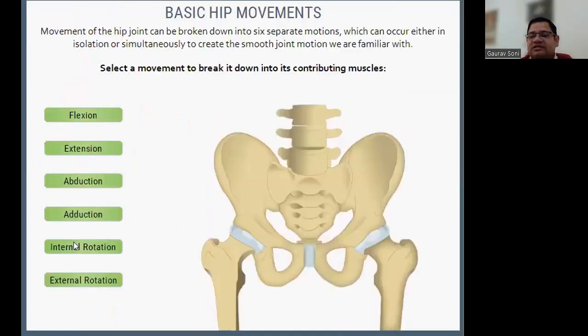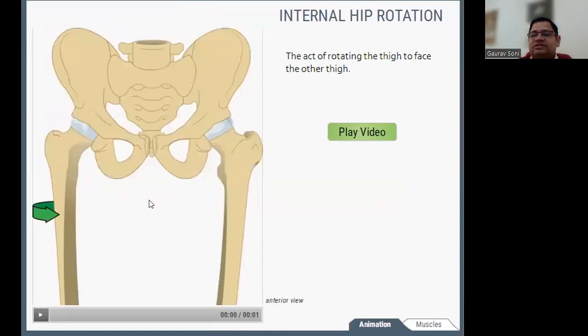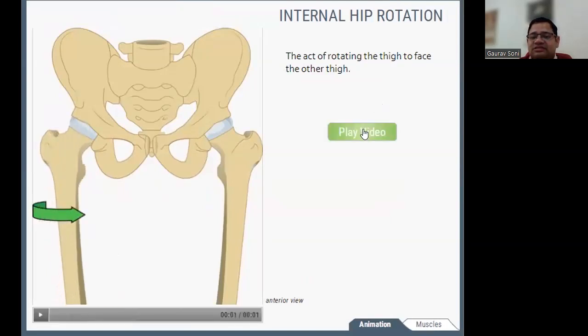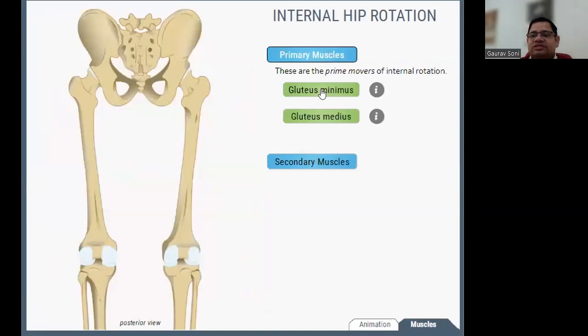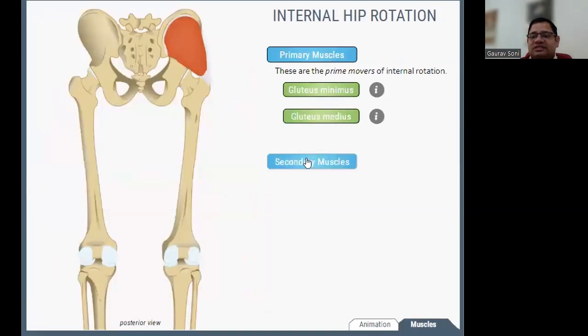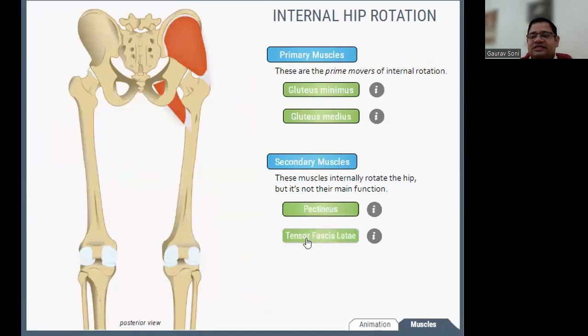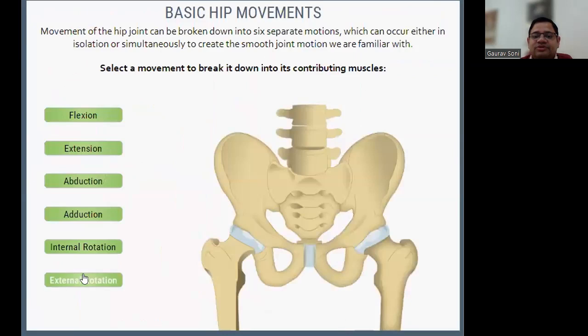Now coming to the internal rotation. Internal rotation means the leg is going to move to the internal side. The thigh is going to face the other thigh. You can see the video like this. So you have to rotate your whole lower limb in towards the medial side. That will be internal rotation. Again, primary muscles will be gluteus minimus and gluteus medius, and secondary will be pectineus and tensor fasciae lata. So this was about the internal hip rotation.